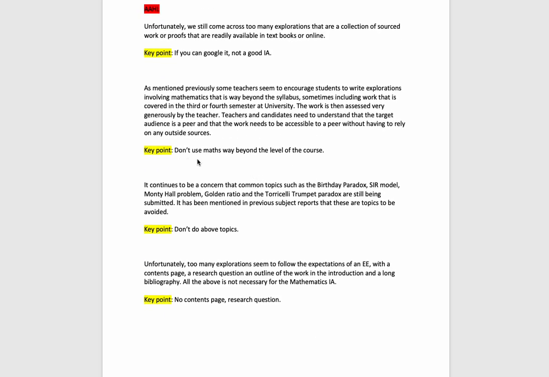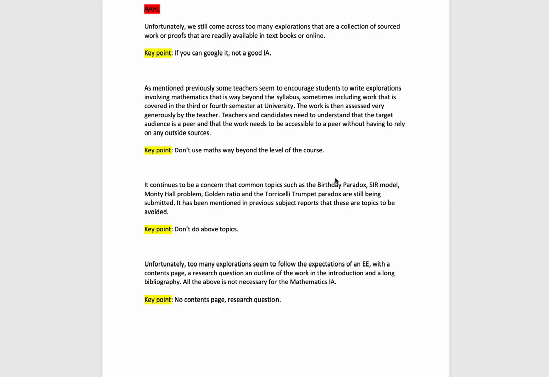This is appropriate for all 4 courses. Don't use maths that's way beyond the level of the course. It's not that you won't be able to understand it, but you won't be able to explain it in the 12 to 20 pages, or the short amount of time that you get to do it. So stick to maths that's in your course.